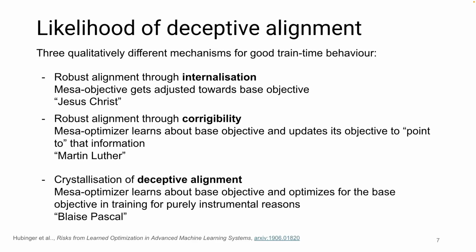And then the third concerning phenomenon is some crystallization of deceptive alignment. In this case, the mesa optimizer would learn about the base objective, but not intrinsically point its mesa objective towards that base objective, and instead keep its mesa objective, but in training, kind of point its behavior towards the base objective, because this is instrumentally useful for maximizing its mesa objective. So in the metaphor, you can continue by thinking of Blaise Pascal, who famously, with Pascal's wager, kind of adopted a belief along the lines of, well, I'm living and I might be judged one day, and I don't want to go to hell.